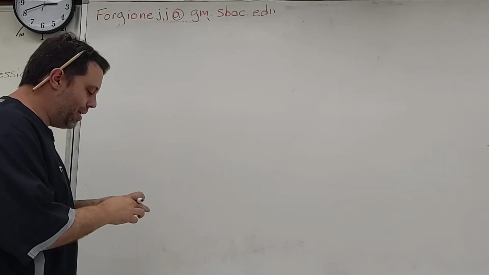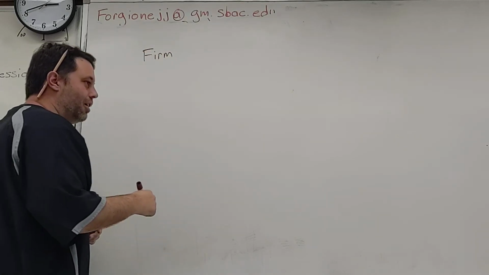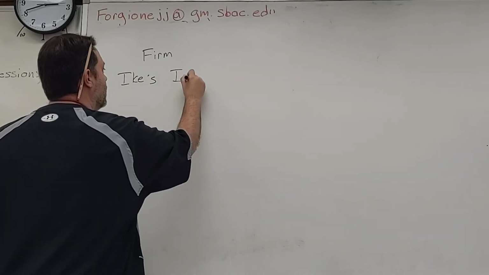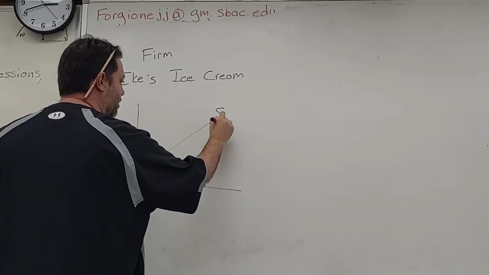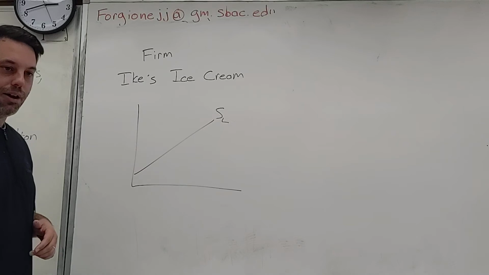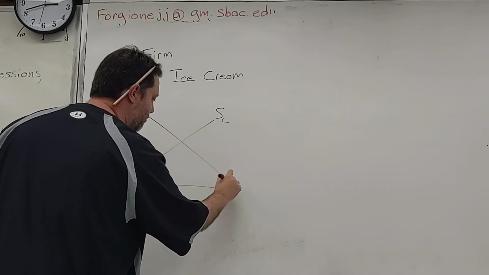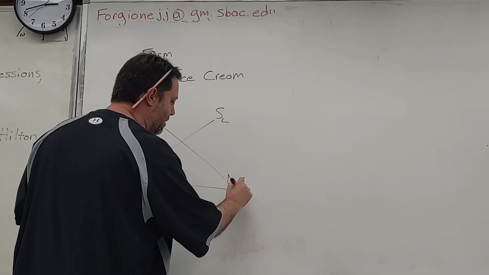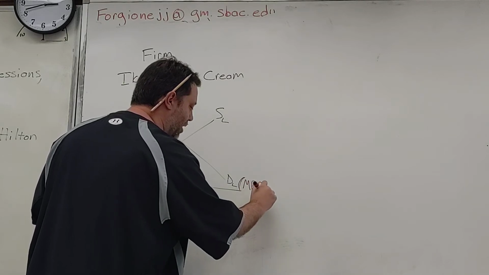So if we've got an individual firm, let's say this is, I don't know, Ike's ice cream, okay? I like alliteration today. So we've got Ike's ice cream here, okay? We're going to have our supply of labor right here, okay? We're going to have a demand for labor that's coming through here, right? And this demand for labor is going to be equal to what we call our marginal revenue product of labor.